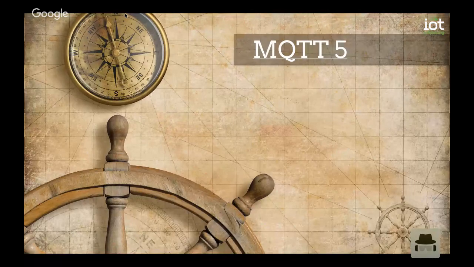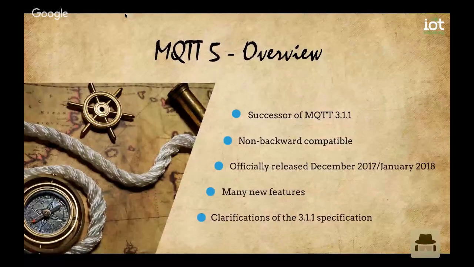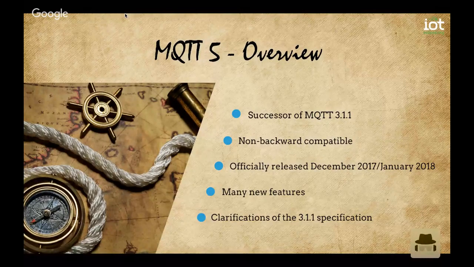So let's talk about MQTT itself, MQTT 5 itself. So what is MQTT 5? MQTT 5 is the successor of MQTT 3.1.1. So there is no MQTT 4. Instead, the technical committee decided to go straight with MQTT 5. I will tell a bit of backstory later on why this is not called, let's say, MQTT 4 or MQTT 3.2. It is not backward compatible to the old specification.